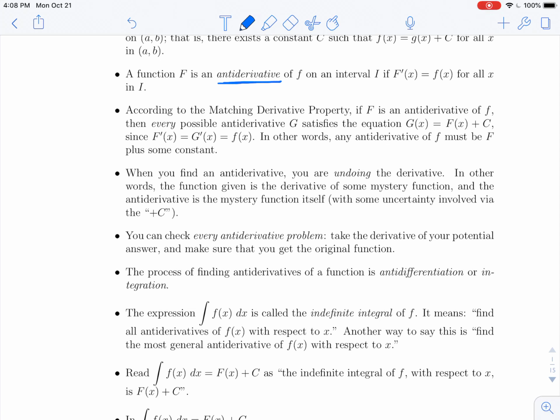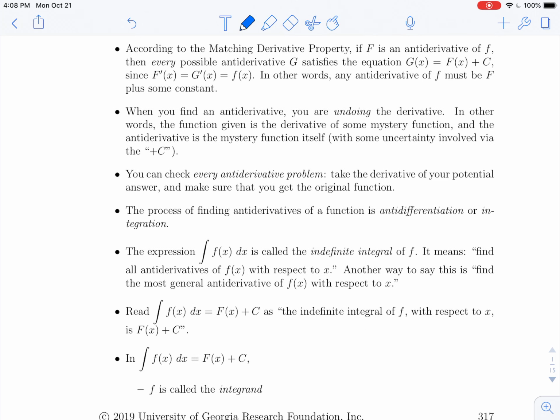When you find an antiderivative, you are undoing the derivative. In other words, the function given is the derivative of some mystery function, and the antiderivative is the mystery function itself, with some uncertainty involved via the plus c. This next one is extra important. You can check every antiderivative problem. Take the derivative of your potential answer and make sure that you get the original function.